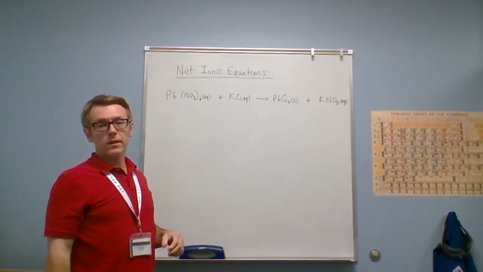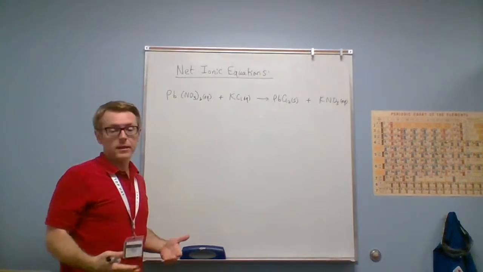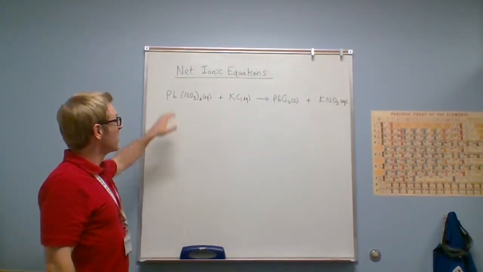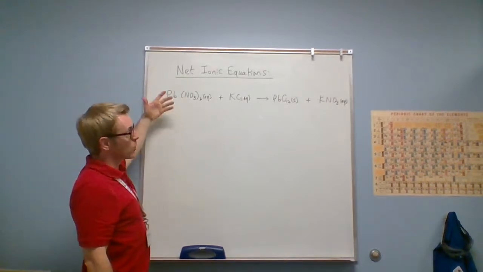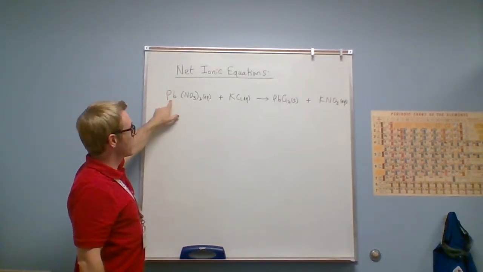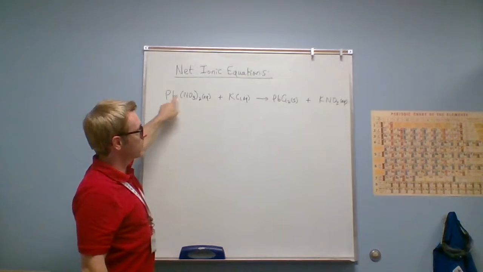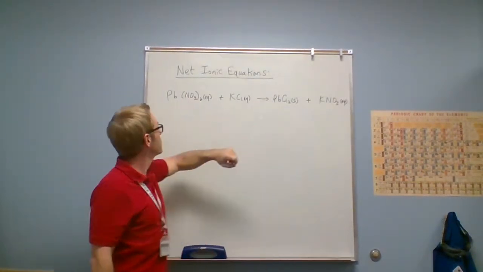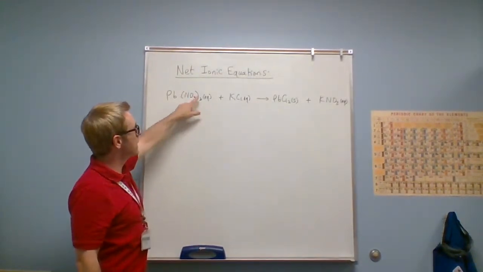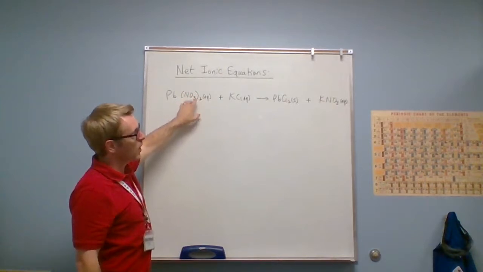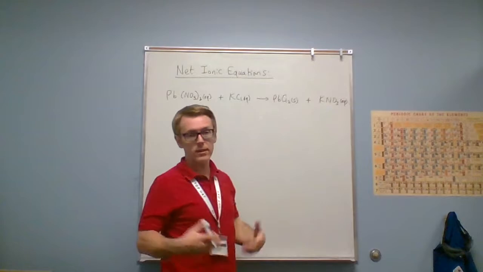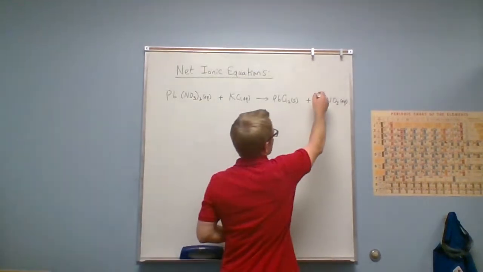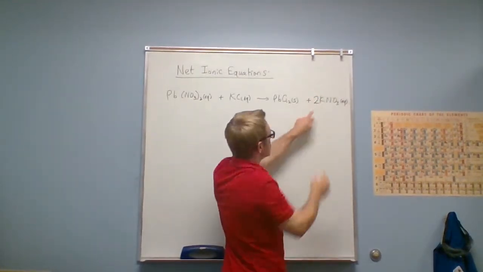In this video, we're going to look at net ionic equations. So here we have an equation. We don't know if it's balanced yet. Let's inspect it. We have a lead on the left. We have a lead on the right. We have two nitrates on the left. We only have one nitrate on the right. Nitrate is NO3 negative. So I need to put a coefficient 2 here.